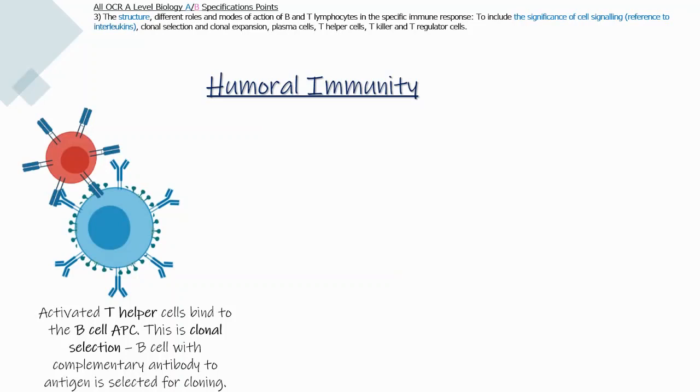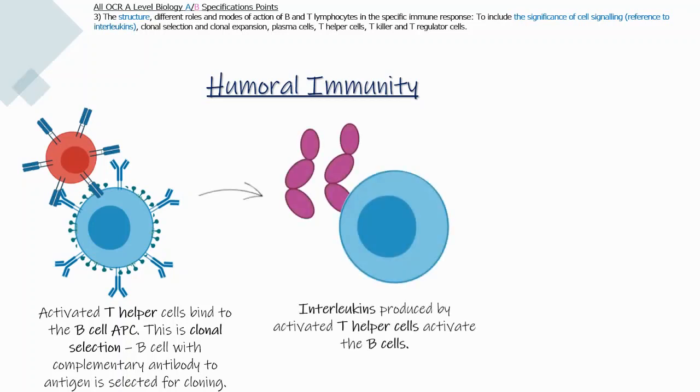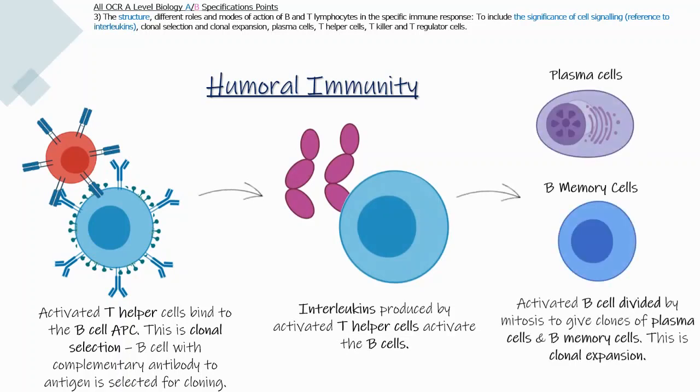So the B cell with complementary antibody to the antigen is selected for cloning. So interleukins produced by these activated T helper cells activate the B cells. And these activated B cells divide by mitosis to give clones of plasma cells and B memory cells, and this is known as clonal expansion.